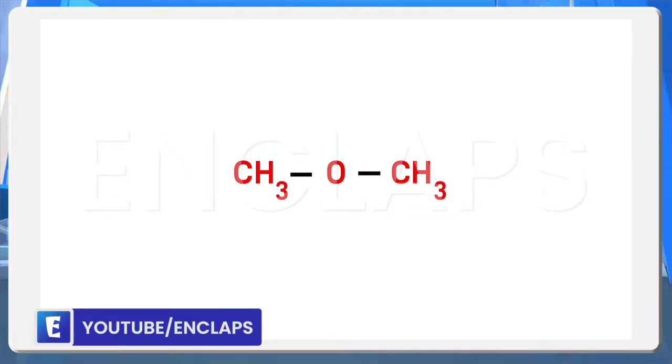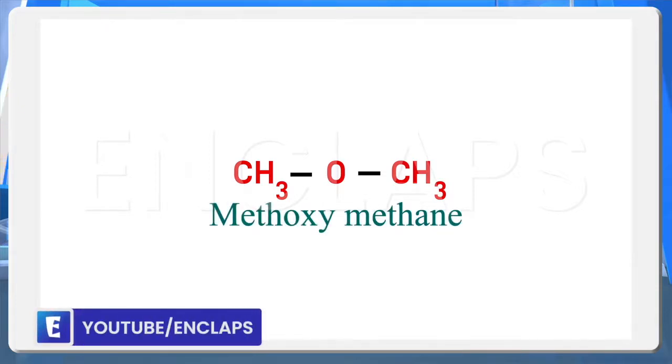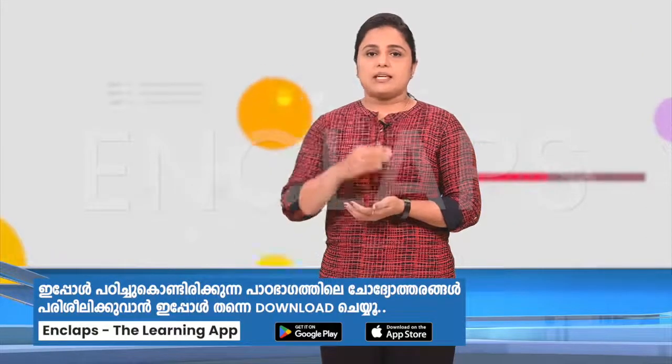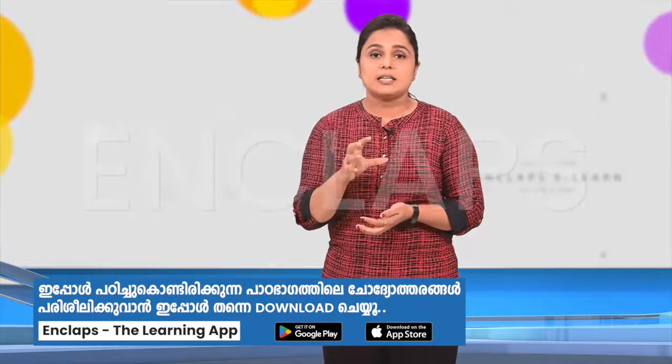Then, what is the name of CH3-O-CH3? The alkyl chains on the two sides of the oxygen are the same, right? So we get the name methoxymethane. Then, what is the name of CH3, CH2, O, CH2, CH3? Yes, ethoxyethane. Clear? So, in this way, we can give IUPAC names to ethers.